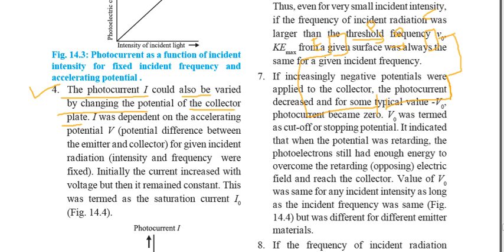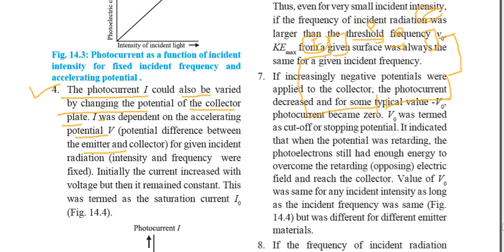Okay, so when we vary the voltage of the collector, then the photocurrent also varies. So I depends on the accelerating potential V. ठीक है, means जो current है that will depend on the accelerating potential V. So potential difference between the emitter and collector. तो जो current I that can flow through this circuit, that will depend on the difference between the emitter and the collector voltage.